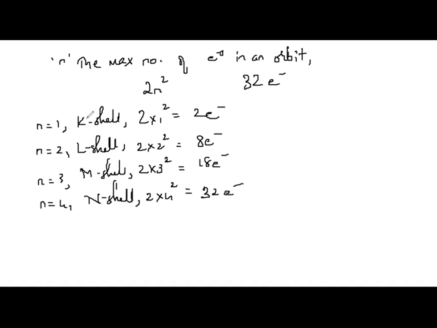So it gives information about all these shells. Even angular momentum can be calculated using this only. nh upon 2 pi, yes or no? So it can be calculated using the same quantum number, right? So this is about the principal quantum number.